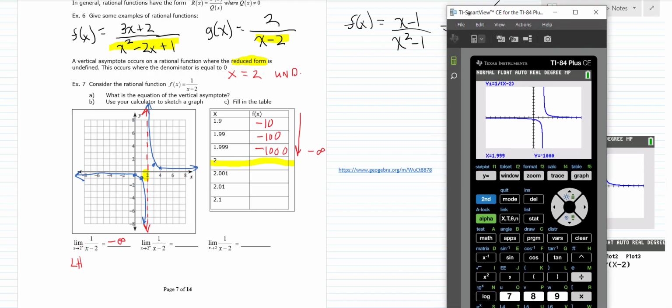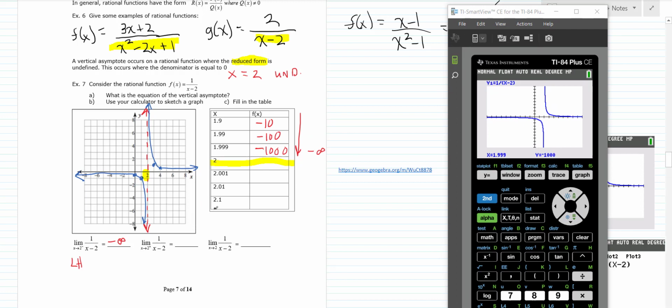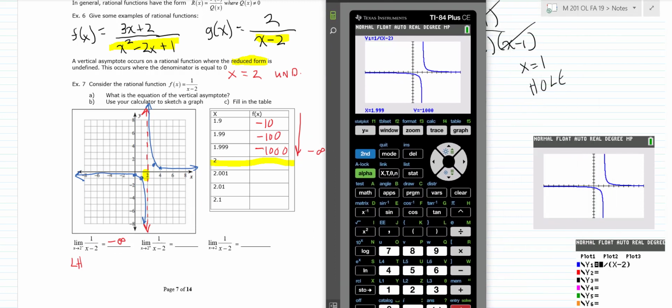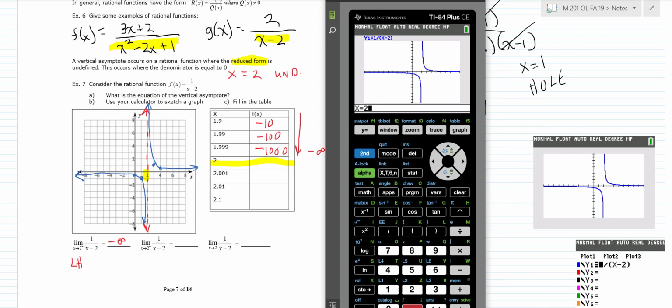All right, now let's close in from the right. We'll do kind of the same thing. Trace at 2.1 and record. That gives a value of 10. Get a little closer to 2 from the right-hand side. That'll give 100. Get closer still, and that will give 1,000. It's got the same pattern.